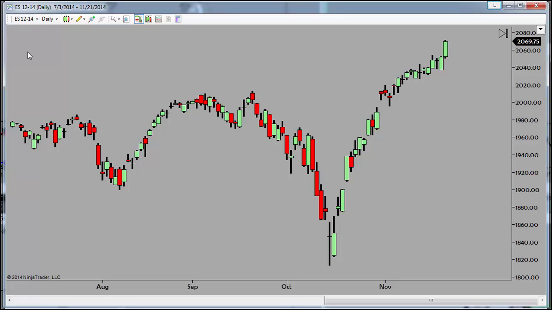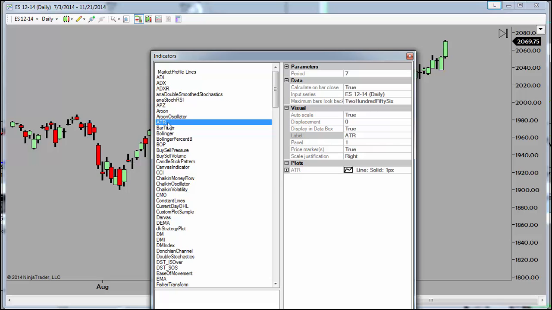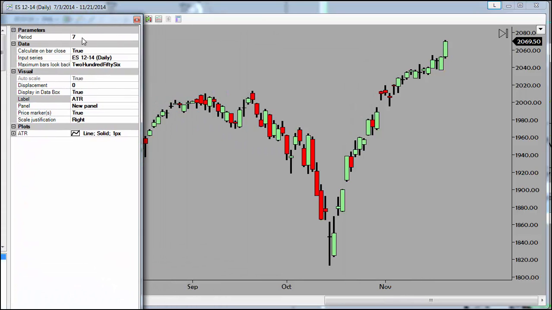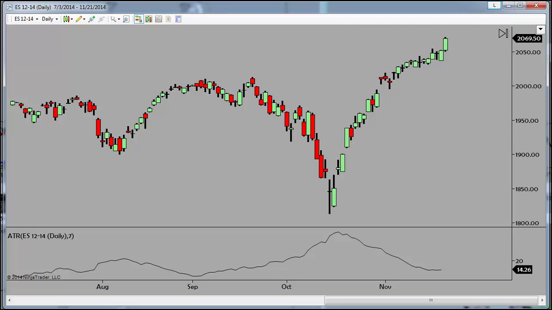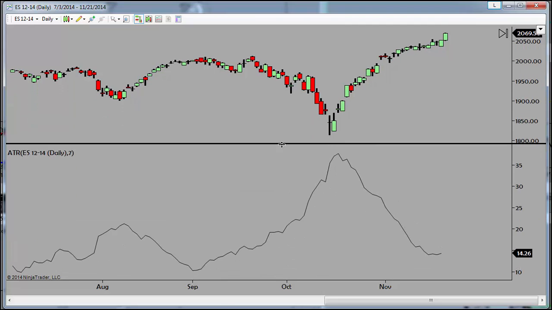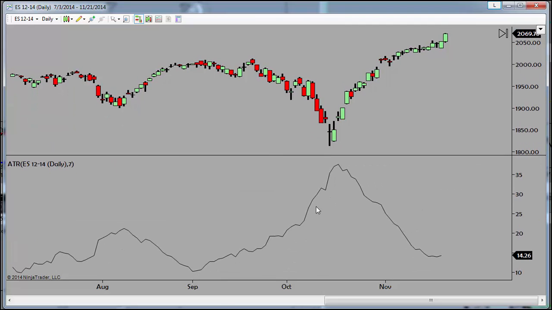Right now this is the S&P 500, and on the daily bar I want to add one indicator. That indicator is the ATR, average true range. My ATR settings are 7 periods, and the ATR is going to plot using a black line at the bottom of the chart. So it gives us a visual representation right here of the average true range over the last 7 bars of data. In this case, those 7 bars happen to be 7 days in the S&P 500.